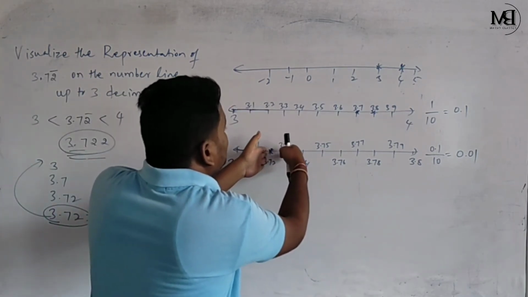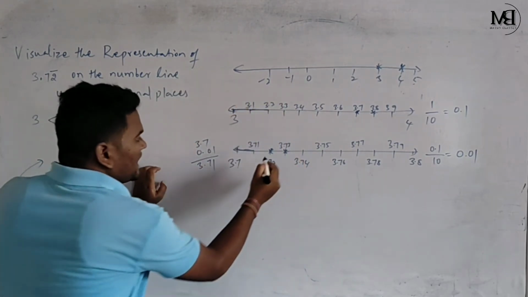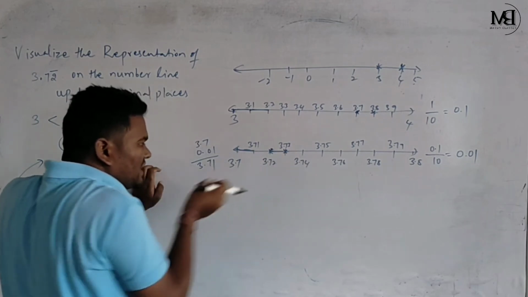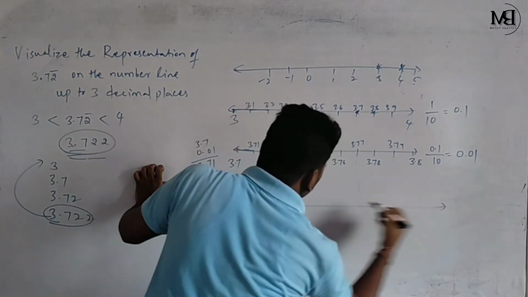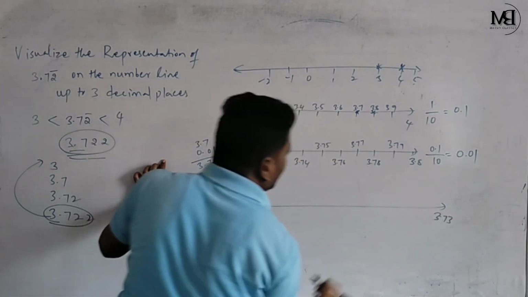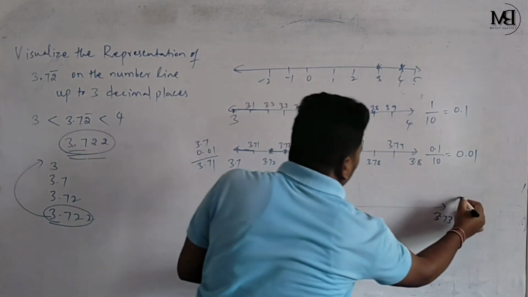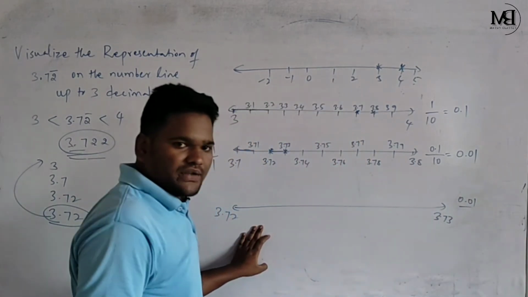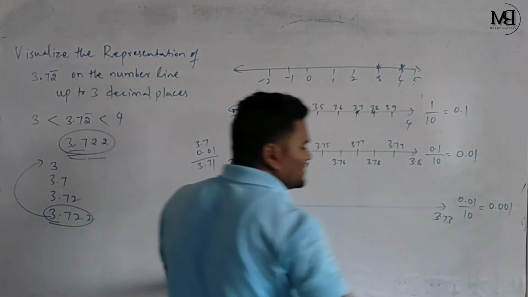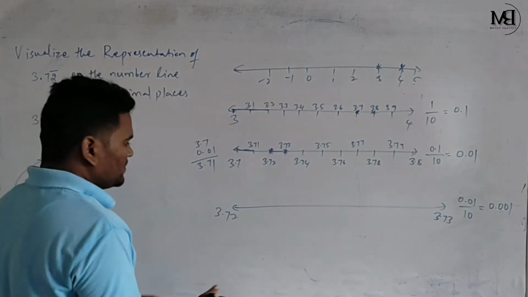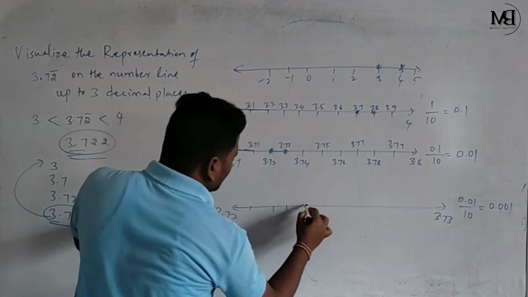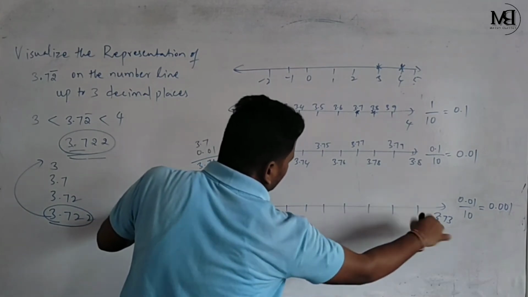Now I am going to take this 0.01 unit, my dear children. See, 3.72, 3.73. This 0.01 unit I am going to divide into 10 parts. Then I am going to get 0.001. Let's divide this number line also into 10 parts. 1, 2, 3, 4, 5, 6, 7, 8, 9.